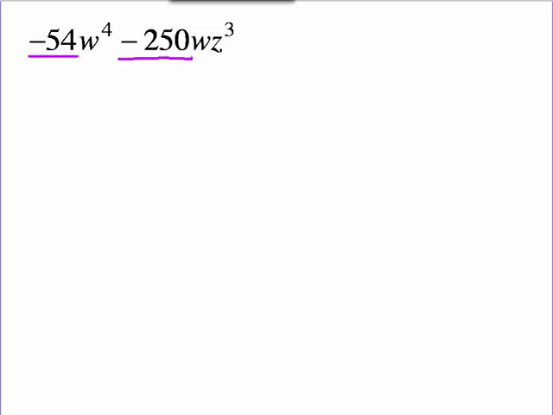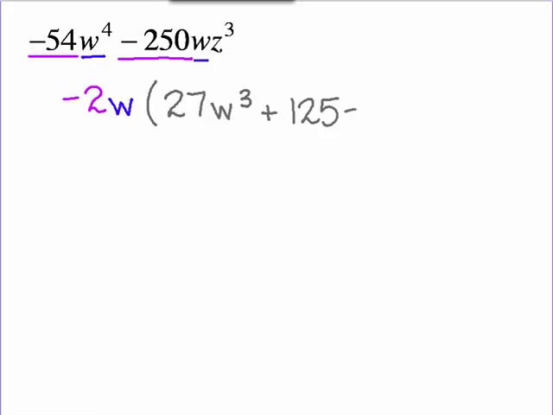2. Okay, actually, let's make this a negative 2. So we're going to take out a negative 2. The reason why we're going to make it negative is because the first term is negative. Now, is there anything else in common here? A W. Good. So I'm going to take out a negative 2w. When I take a negative 2 from negative 54, I get 27w cubed. When you take a negative 2 from negative 250, you get 125z cubed, because I've already taken the w away.